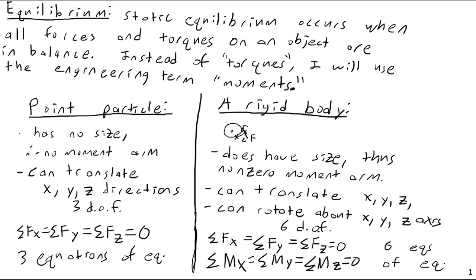So for an arbitrary point particle, we can take the sum of forces in the x direction, the sum of forces in the y direction, the sum of forces in the z direction, and we can use those to solve for unknown forces. For the rigid body, we can do the same sum of forces about the three axes, and we can also do a sum of moments about different axes. And we will see the rigid body example later in the course.